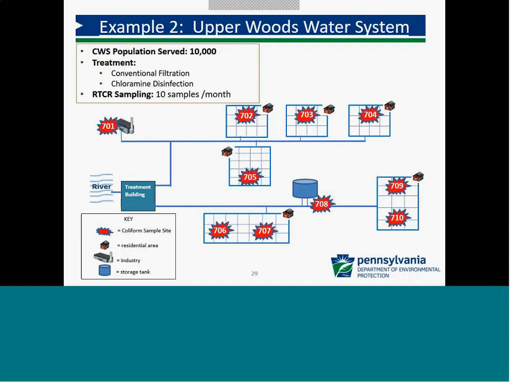Now we'll move to example 2, a little bigger system, Upper Woods Water System, and they serve 10,000. They're required to sample 10 times per month, 10 coliforms under the RTCR rule, and here's their locations. You can see they have 10 of them here on this map. Under the RTCR, they sample for coliforms in weeks 1 and 3 of each month. That's when they kind of send out their sampling team, so weeks 1 and 3. Disinfectant residuals, of course, need to be collected weekly starting in 2019 there in April. So let's look at how they're planning to do this here.